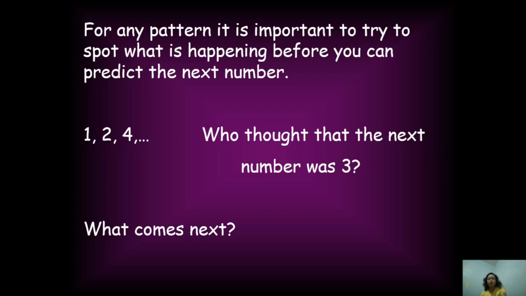So to get the next term, we need to add 3. So 4 plus 3. The fourth term will be 7. Then the fifth term is 11 because we add 4. So 7 plus 4 is equal to 11.